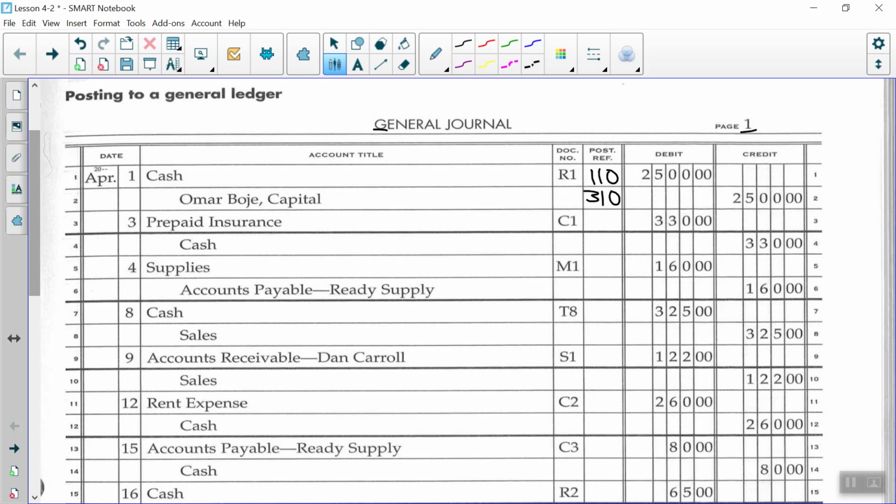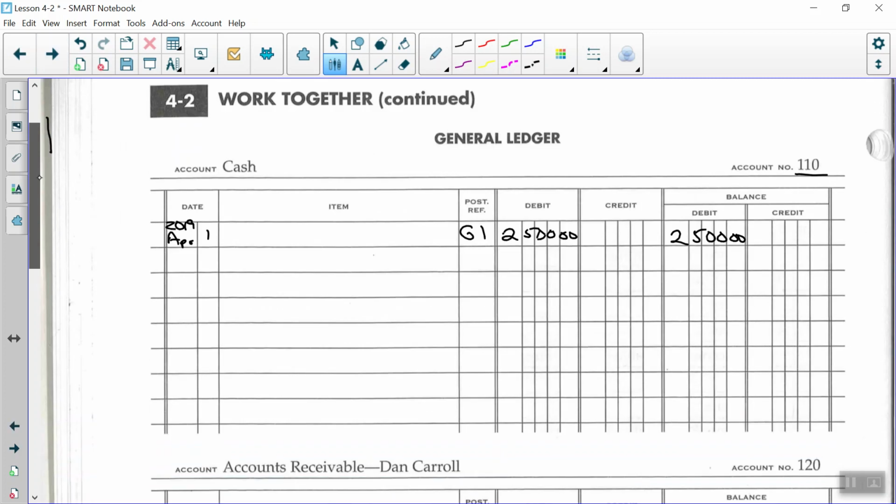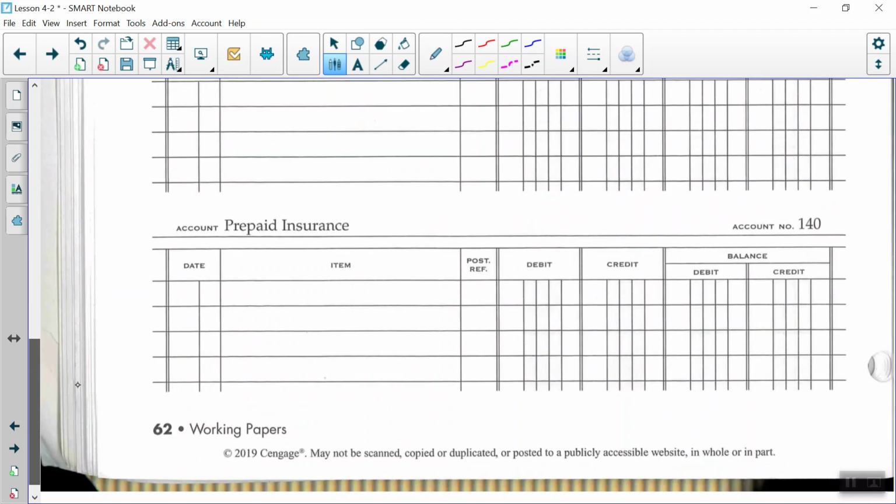Questions? All right, on the next one, we paid cash for prepaid insurance. So our debit line is our prepaid insurance. So that should be with an asset. It's towards the bottom of page 62. So again, full date, 2019, April. I already forgot what day it was. 3rd.